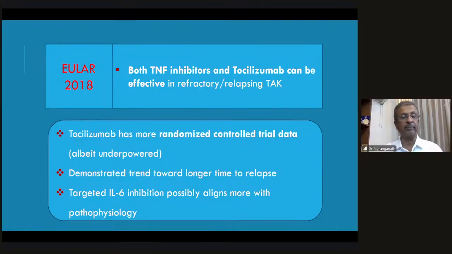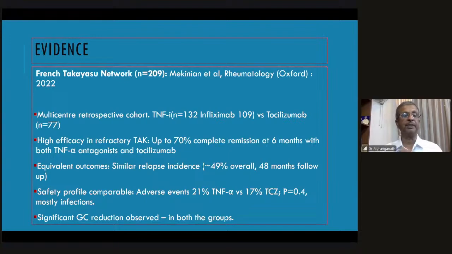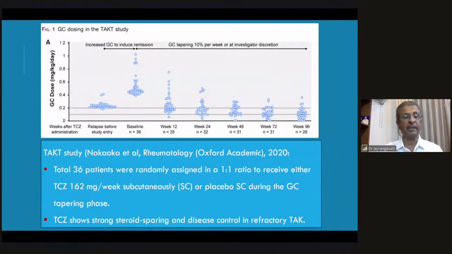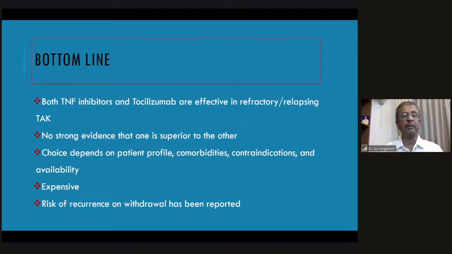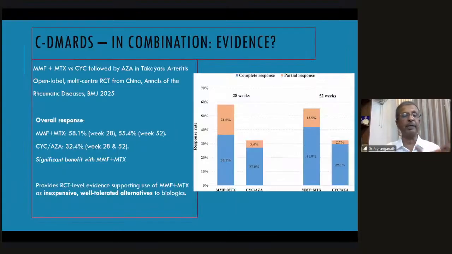As for randomized controlled data, although underpowered, it demonstrated a trend towards a longer time to relapse, and targeted IL-6 inhibition possibly aligns more with the pathophysiology. So these are all evidence, from a very small cohort. Ultimately the summary is that nothing is better than the other. So these are all various studies. Bottom line, both TNF inhibitor and tocilizumab are effective in refractory disease. There is no strong evidence either way, and the choice depends on the patient profile, comorbidity, expense, and risk of recurrence, which has been reported.